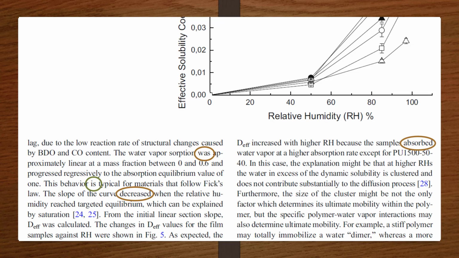And here again, this is another example of present tense, but this is the behavior is typical for materials that follow fixed law. All right, so this is a physical law, present tense. This should be always true. And here's another one. They're talking about a possibility. If what they're thinking is true, then this is another basic principle. So it's in present tense.